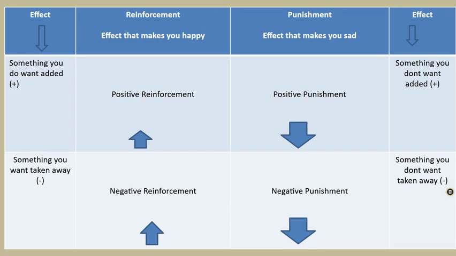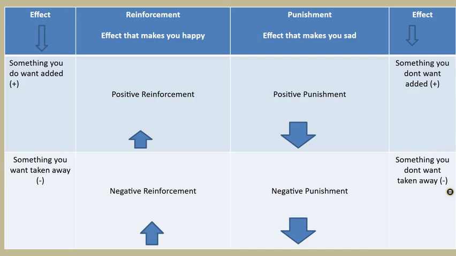On the other side, we have positive punishment and negative punishment. Punishment has in common that we don't want these things. They make us sad. Any punishment in any capacity we don't want. The difference being positive punishment means something that I don't want is added. So I sneak out and my parents make me do extra chores the next day. I don't want to do extra chores. That's something that's added.